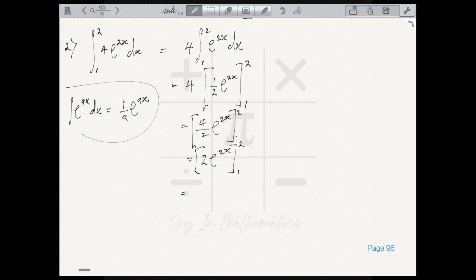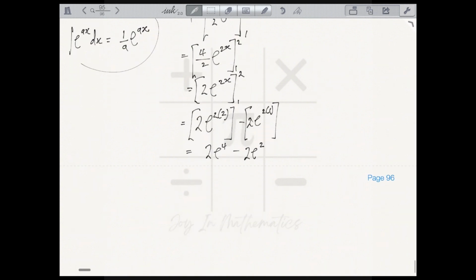Now we'll begin to substitute our upper limit and the lower limit. This will give us 2 exponential 2 into 2 as the upper limit, and 2 exponential 2 into 1 as the lower limit. So it gives us 2 exponential 4 minus 2 exponential 2. And simplifying this with the calculator, we will have 94.42.